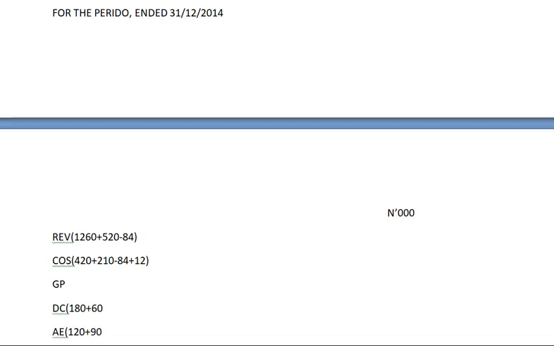I don't think there is any other preparation that we need to do from this question. This is how simple it is. You understand me? Consolidation of profit or loss is very simple this way. If you add everything together, this one will now be 1260 plus 520 minus 84. Please, if you can press the calculator with me. That will give us 1696.